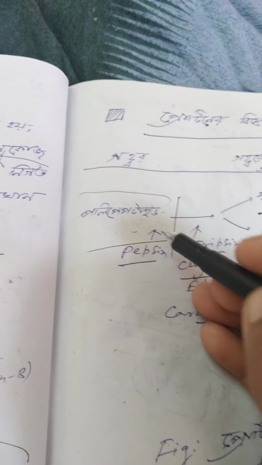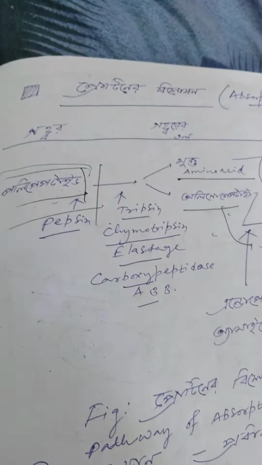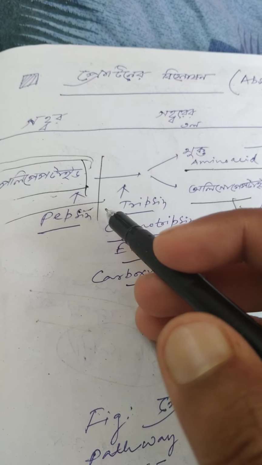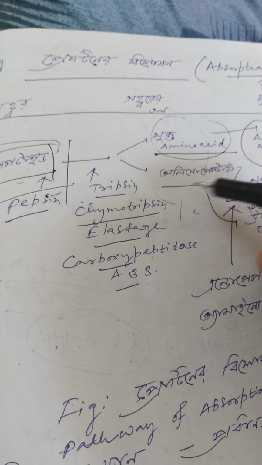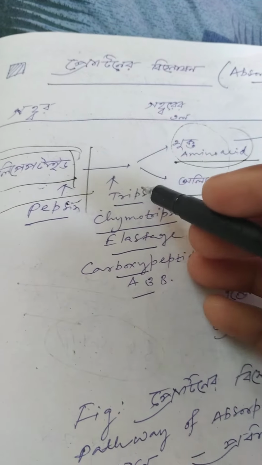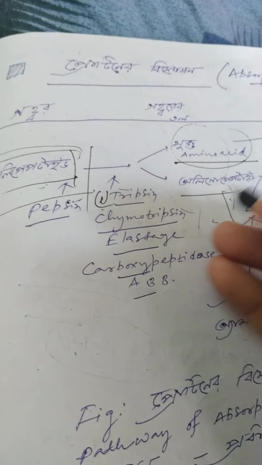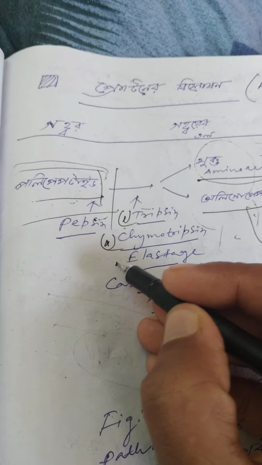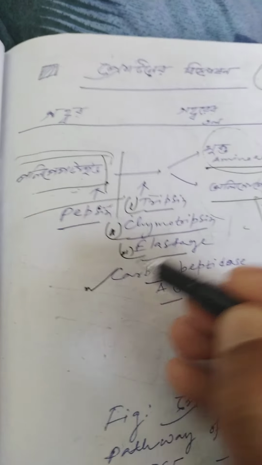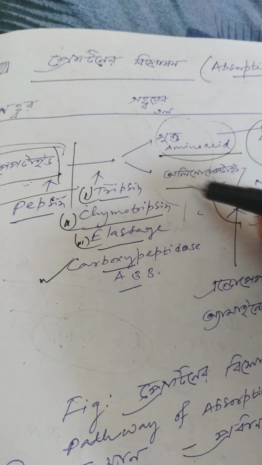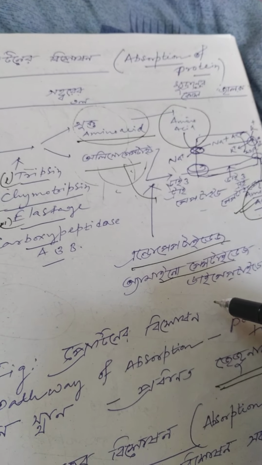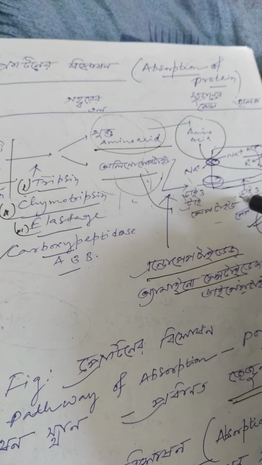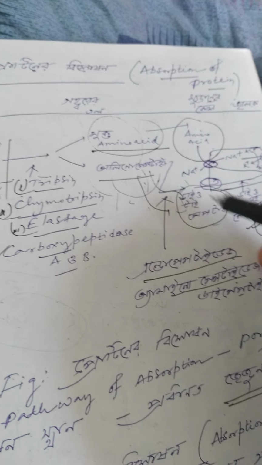Now I come to the aspect of protein. Pepsin acts on the polypeptide, which is bifurcated into two forms: one is free amino acid and the other is oligopeptide. The polypeptide is broken down by the actions of trypsin and chymotrypsin, and carboxypeptidase A and B, and it will form free amino acids and oligopeptides. That particular oligopeptide is broken down by endopeptidase and aminopeptidase, and it is converted to di- and tripeptides.